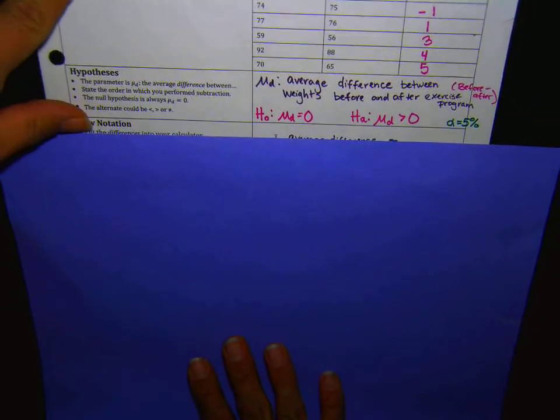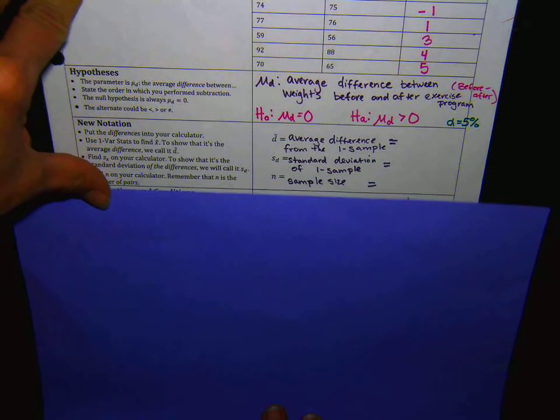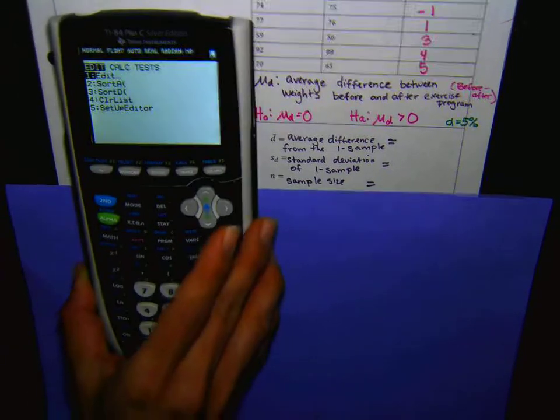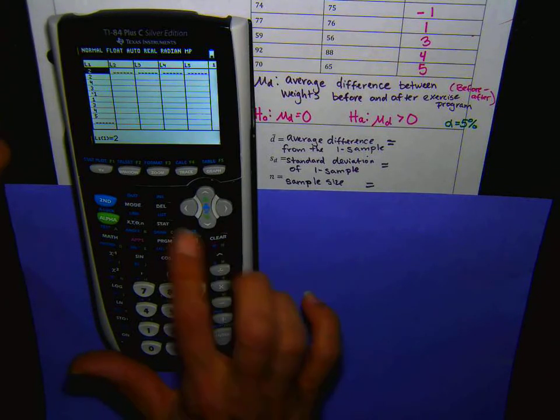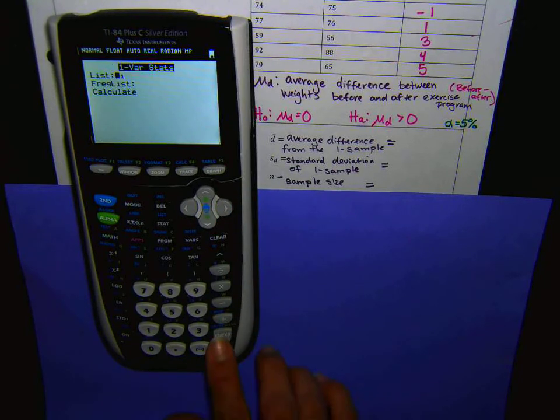Next, we have to take our data and analyze it. How you do this is you put the data in your calculator. You go to Stat, Edit, and you enter the data into List 1. And then we need to go to Stat, Calc, and calculate our stats from List 1. If you need to pause the video so you can enter this and follow along, please do.